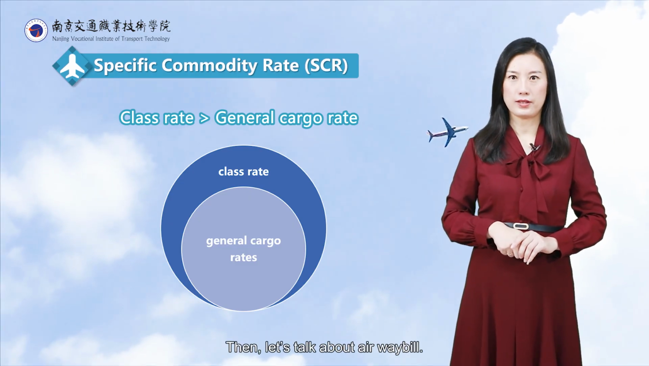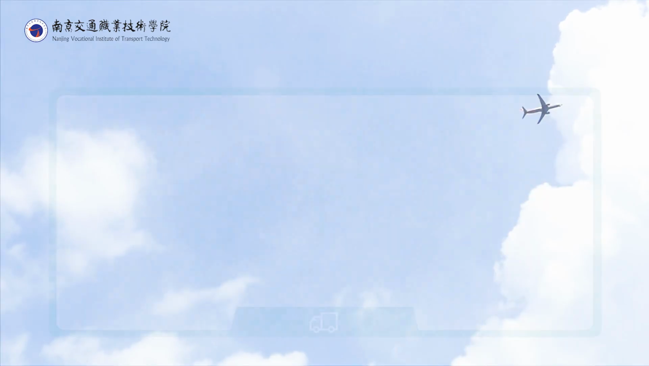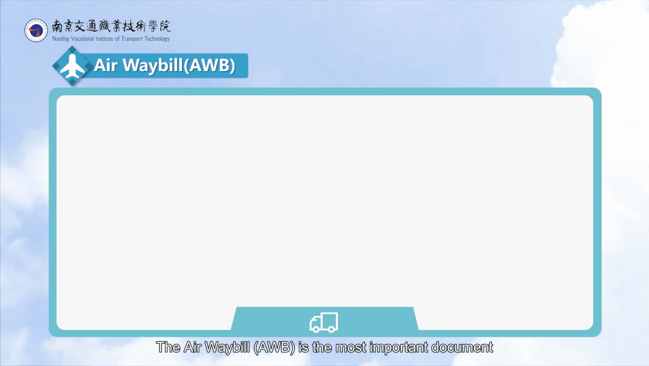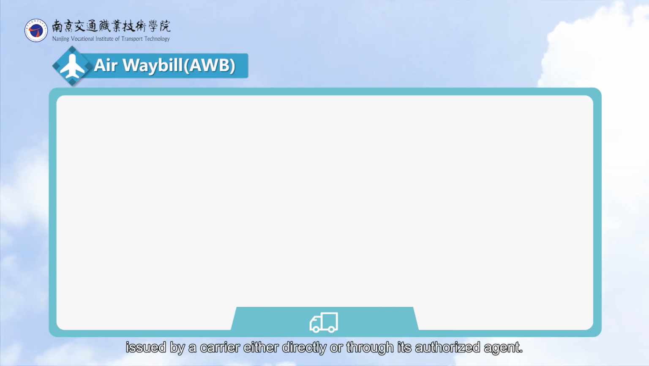Then let's talk about the air waybill. The air waybill, AWB, is the most important document issued by a carrier, either directly or through its authorized agent.